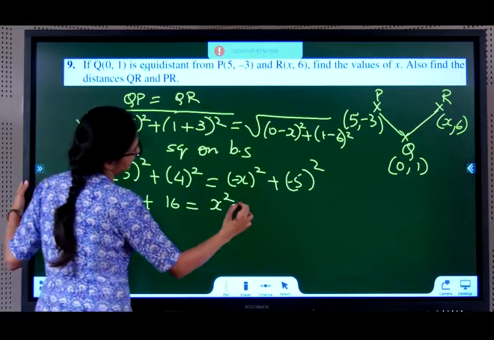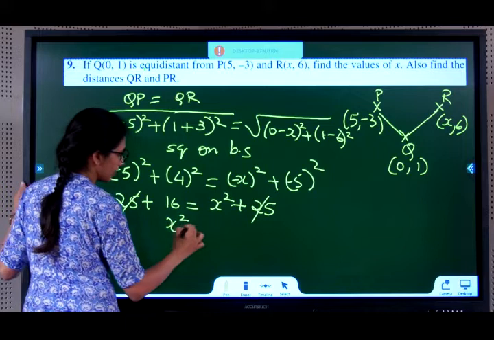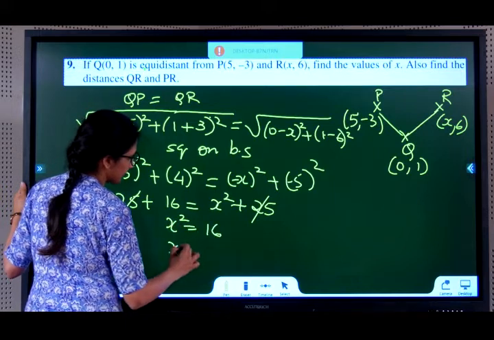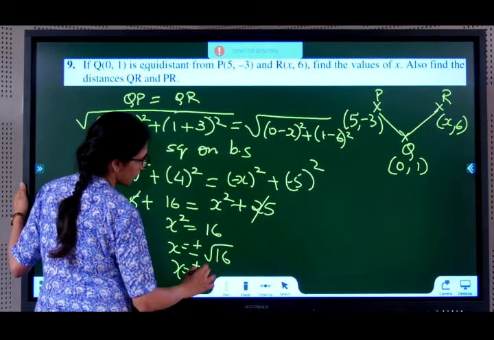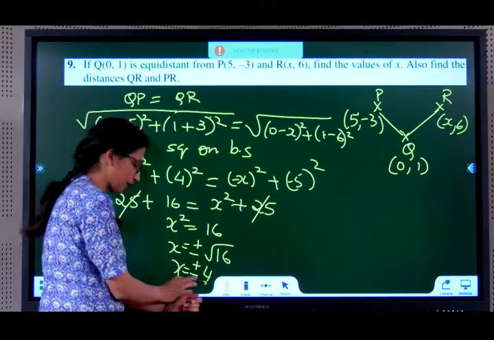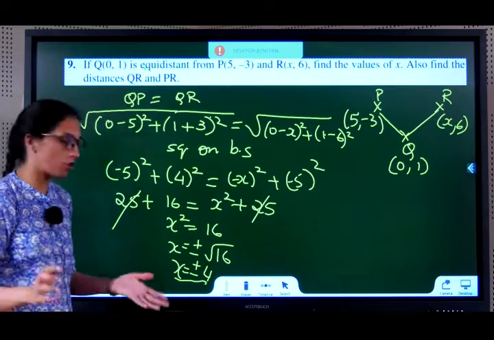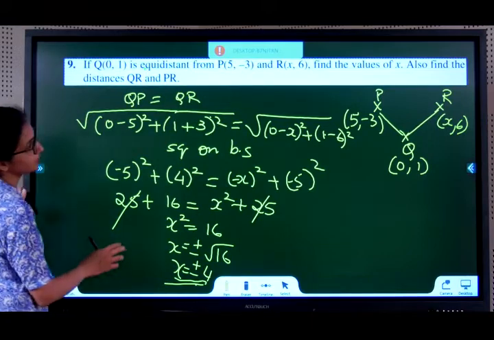x square plus 25, and 25 cancels. x square is equal to 16. x is equal to plus or minus under root of 16. x equals plus or minus 4. Why did you take plus or minus 4, ma'am? This is not a distance, this is the coordinate. The x coordinate can be plus 4 or minus 4. Both are valid. So now we know that x is plus 4 or minus 4.